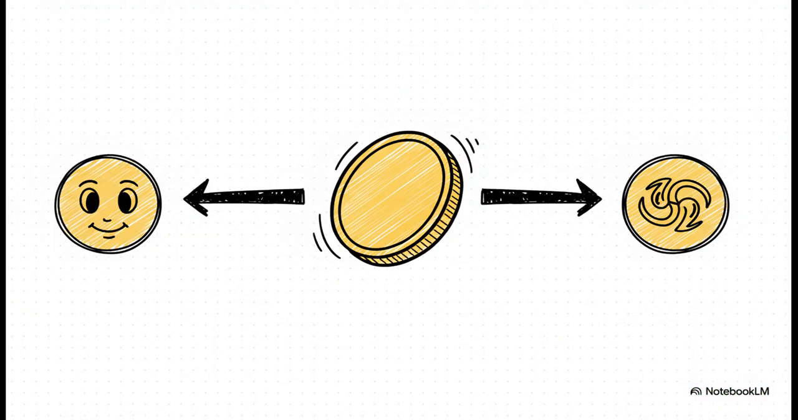Okay, think about tossing a coin. There are only 2 things that can happen, right? You either get a head or you get a tail. Simple. And since both have the exact same chance of showing up, we call them equally likely outcomes.